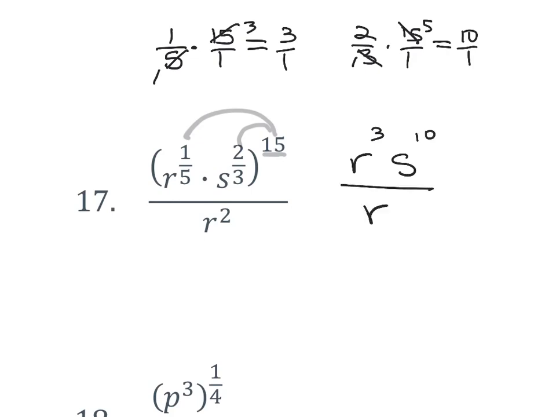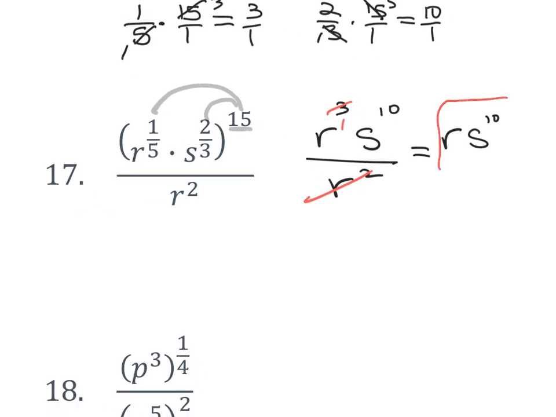I'm going to write the R squared in the bottom, and now I just need to simplify. I could either subtract 3 minus 2 and get R to the 1st and S to the 10th, or I could just say, take away 2 from here and 2 from here, and you're left with 1. So final answer is just R times S to the 10th.